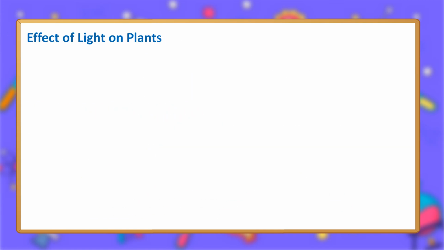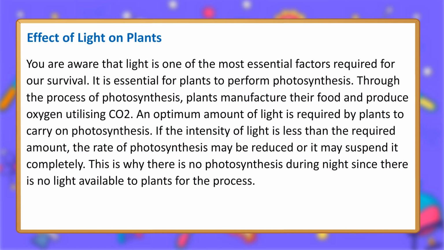Effect of light on plants. You are aware that light is one of the most essential factors required for our survival. It is essential for plants to perform photosynthesis. Through the process of photosynthesis, plants manufacture their food and produce oxygen, utilizing CO2. An optimum amount of light is required by plants to carry on photosynthesis.